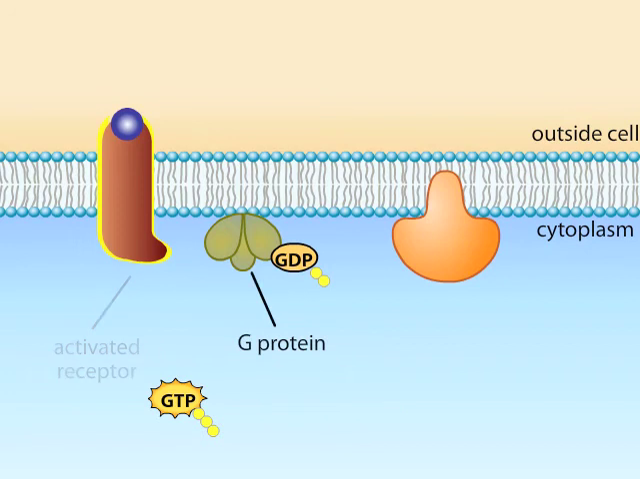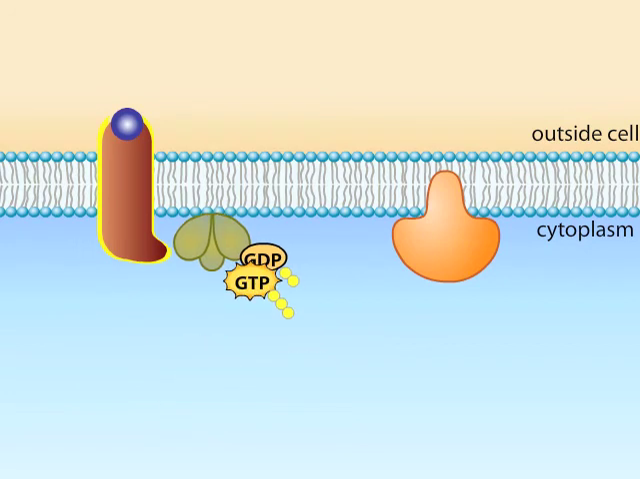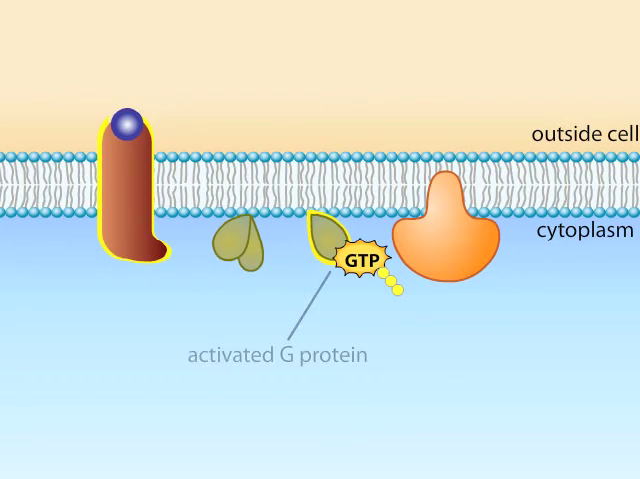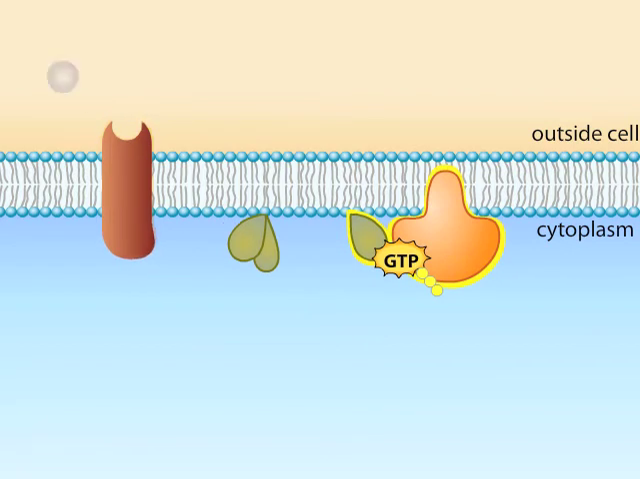The G protein binds to the activated receptor, releases GDP, and takes up a molecule of GTP. After taking up GTP, the G protein is released from the receptor and splits into two parts. One of the parts is activated and continues the signaling cascade. Shortly thereafter, the hormone leaves the receptor and the receptor reverts to its inactive form.